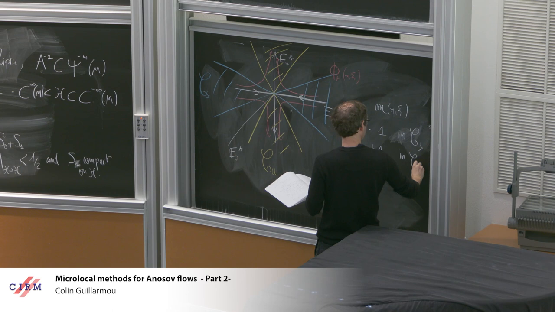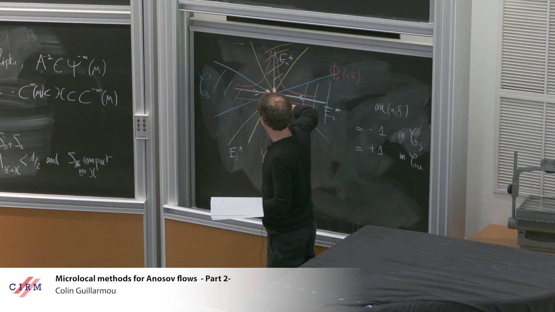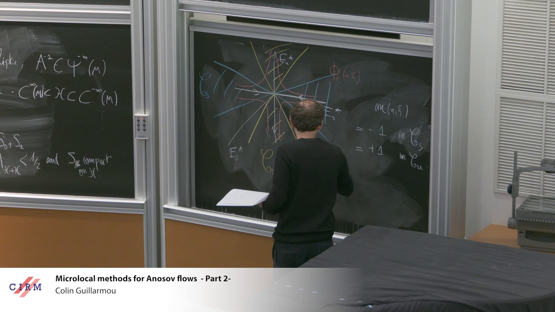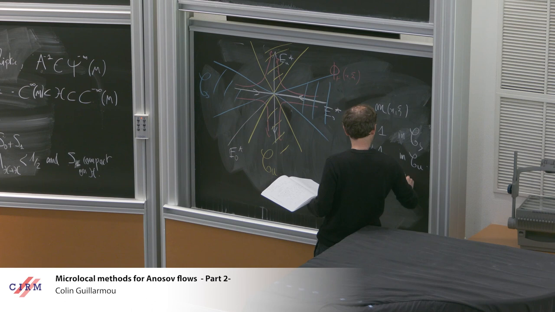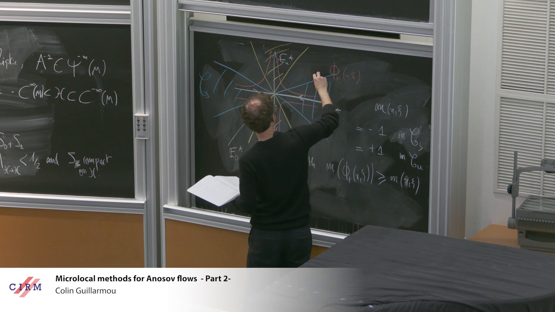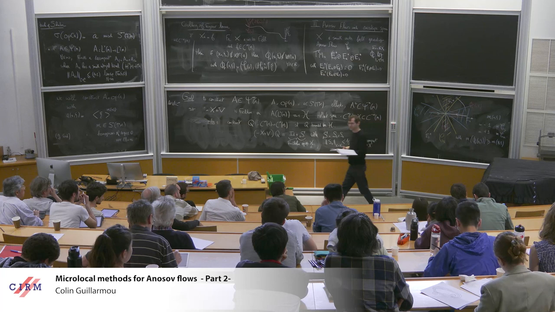So I'm going to take a function which is minus one in the blue cone, plus one in the yellow cone. I don't care about what happens in a compact set, but for ξ large, it's going to be homogeneous of degree zero, minus one here and plus one here, and it's going to increase by the flow. So in the sense that m of φ_t(x, ξ) is bigger or equal to m of (x, ξ). So minus one. So the flow is moving like this. So I want to go from minus one to plus one, so it's going to increase with respect to the symplectic flow. So this will be what I will explain tomorrow.